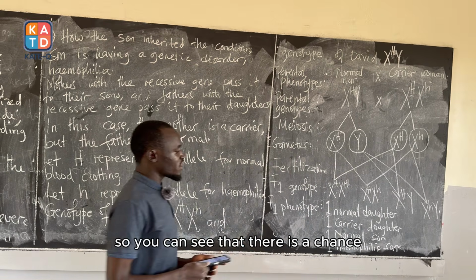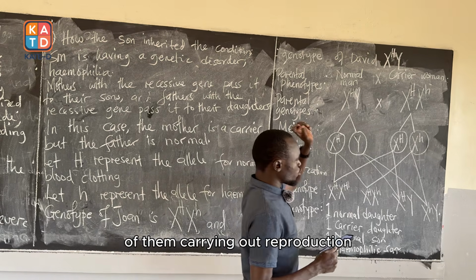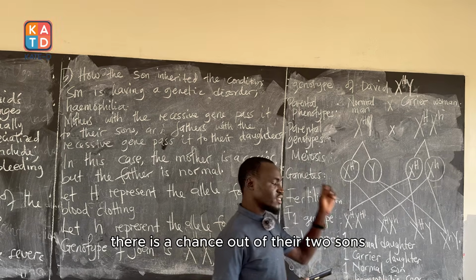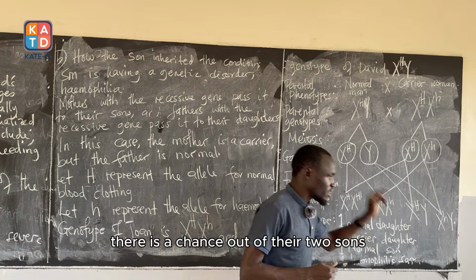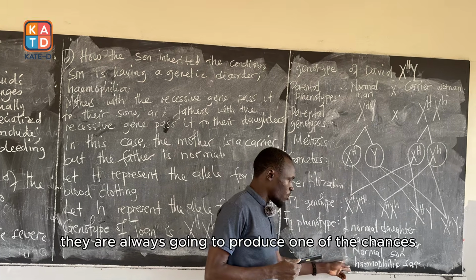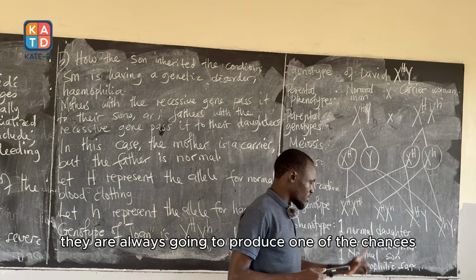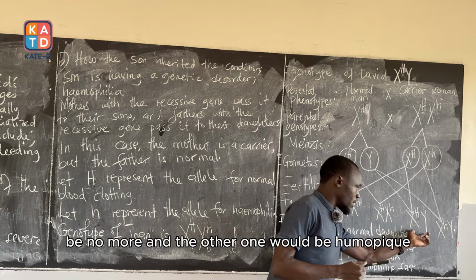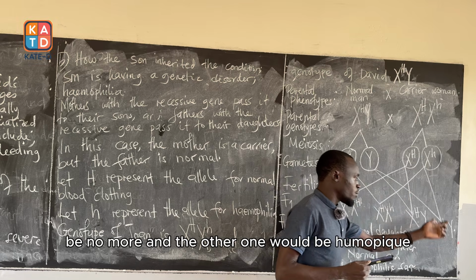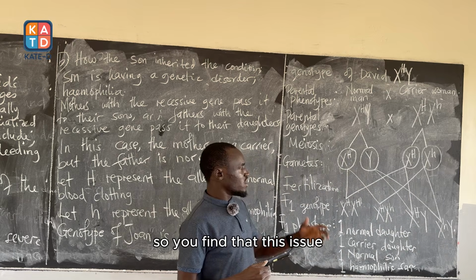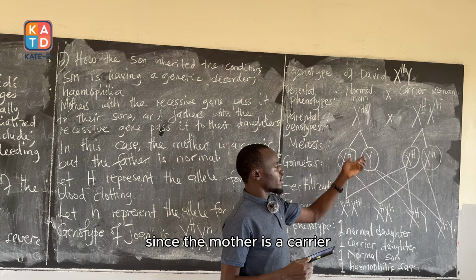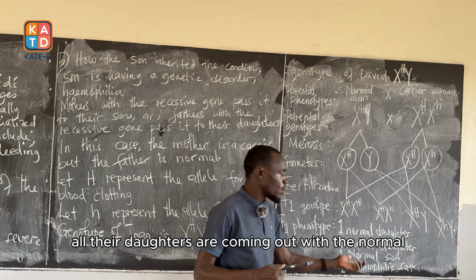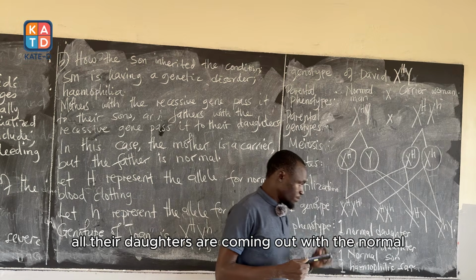So you can see that there is a chance of them carrying out reproduction and they end up with a hemophilic son. Any time they are going to produce sons, out of their two sons, there's a chance of one of the sons to always be hemophilic. One son may be normal and the other one will be hemophilic. So you find that this issue, since the mother is a carrier, is affecting more of their sons. All their daughters are coming out with normal conditions.